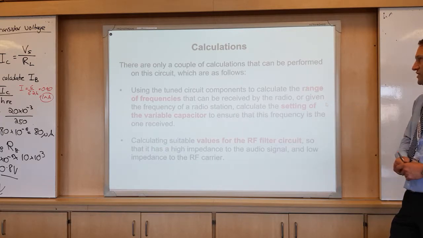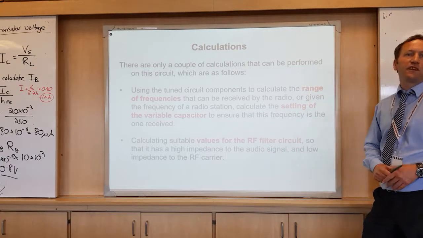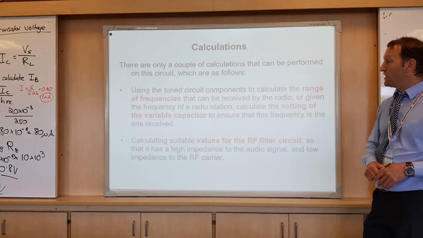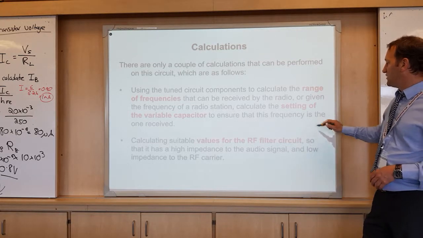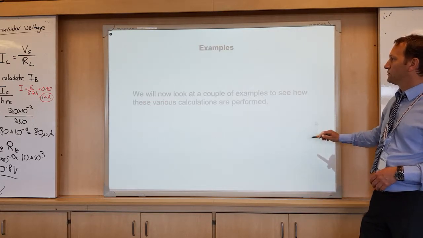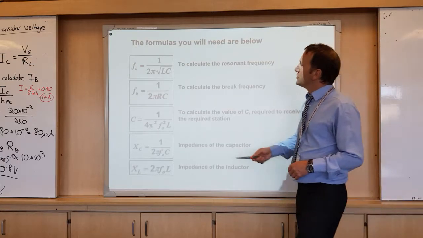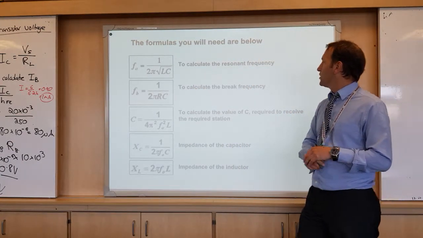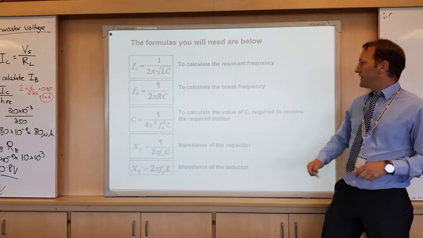The only calculations you need to do: setting of the variable capacitor using the rearrangement of the F equals 1 over 2 pi square root LC equation. They give you that rearrangement on the data sheet, and then calculating suitable values for the RF filter. Okay? So there's the formulas. 1 over 2 pi square root LC to calculate the resonant frequency of the tuning circuit. 1 over 2 pi RC to calculate the break frequency of the low pass filter. That's given on the data sheet.